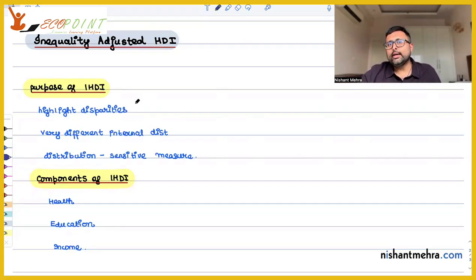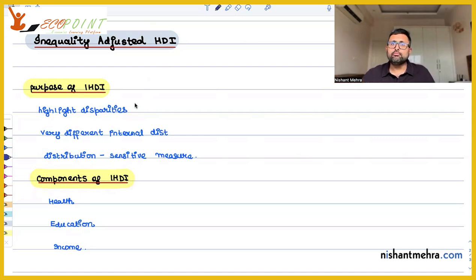What is inequality adjusted HDI? If you look at inequality adjusted HDI, you will find that it is an extension of the normal Human Development Index, but it is based upon the inequality measure. If you look at the normal HDI, there can be cases when a simple HDI is going to hide inequality a lot.